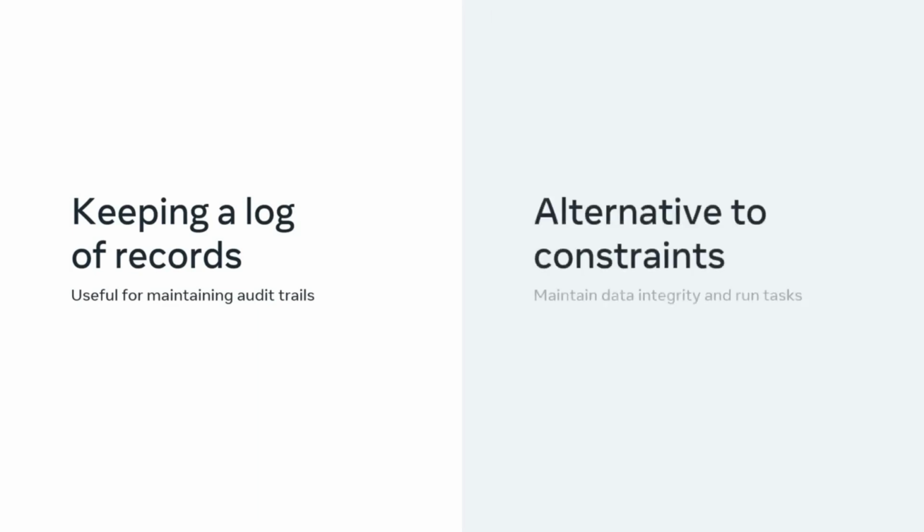Finally, let's look at a few more benefits of triggers. Triggers are useful for keeping a log of records or changes made within a database. It's basically a way of maintaining audit trails where a record is inserted into the database each time a change is made. Triggers are also an alternative to constraints. They can be a useful way to help maintain data integrity by making sure all data is updated as required. They're also useful for performing tasks automatically on specified actions on a database table.